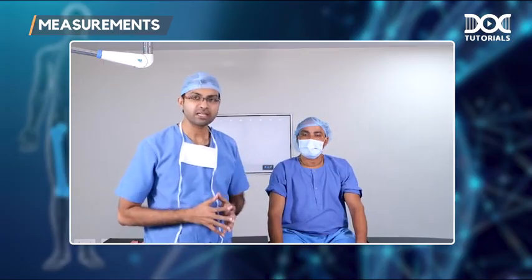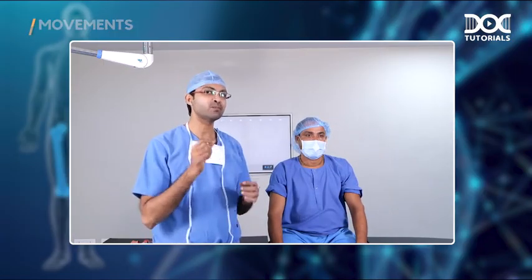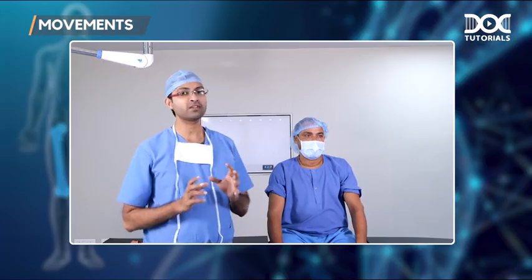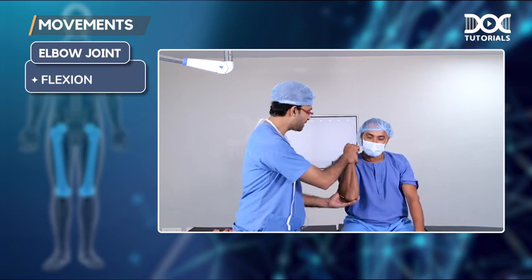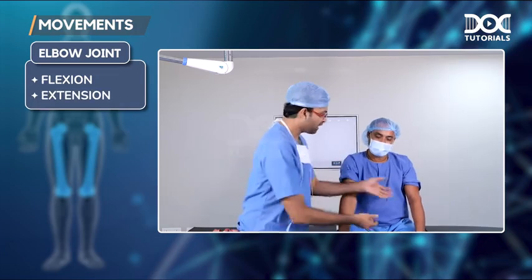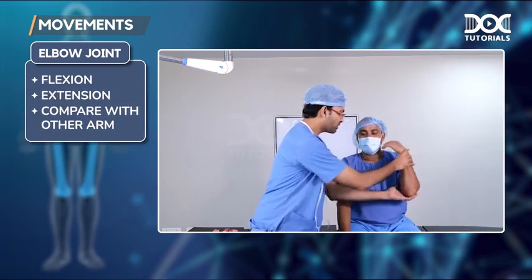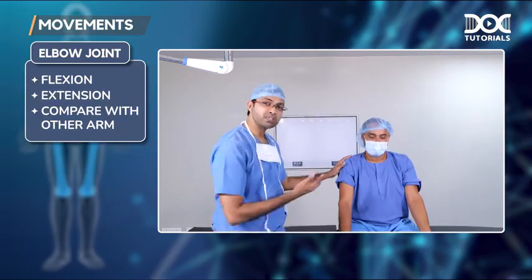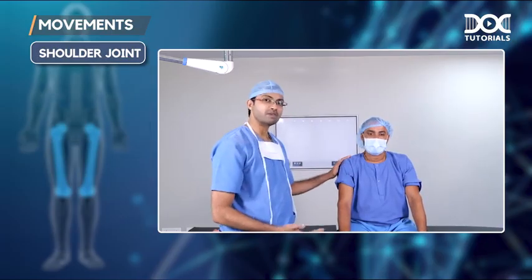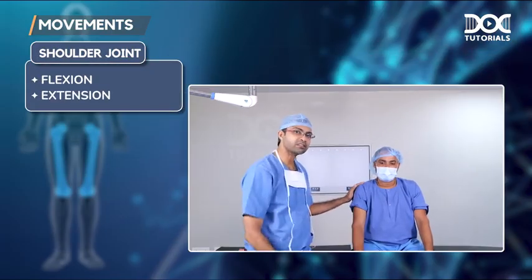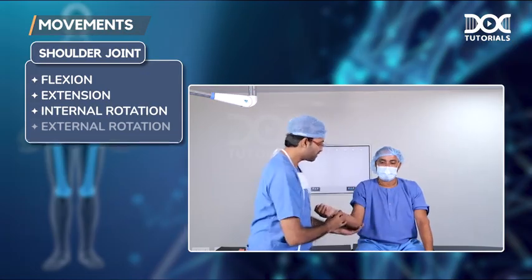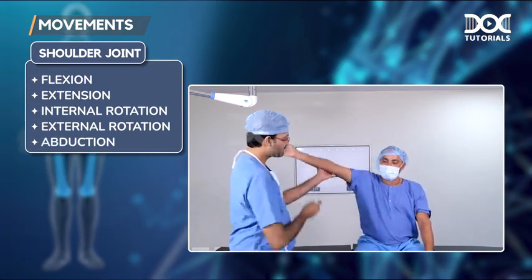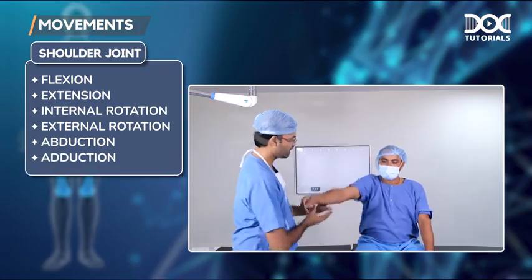Once you are done with the measurements, next step is movements. Always remember to check for the movements. If you are examining the elbow, you have to check for the flexion and the extension, and you have to compare it with the opposite side. If you are examining the shoulder, you have to obviously check for flexion, extension. Along with that, you have to check for the internal rotation, external rotation, the abduction, and also the adduction.